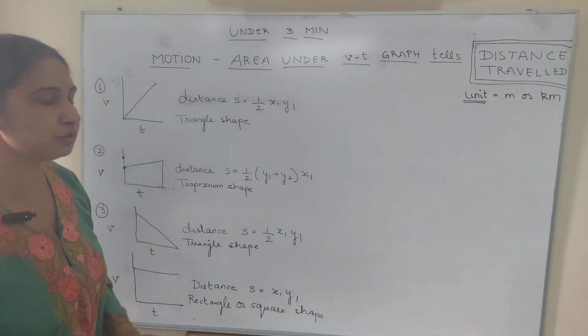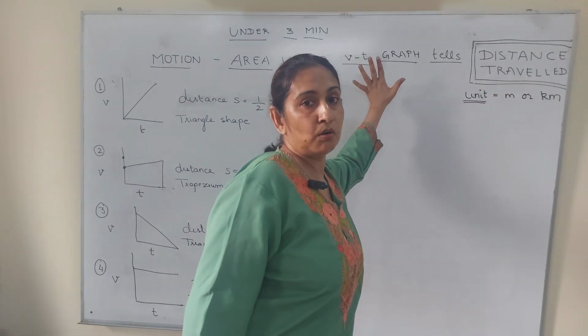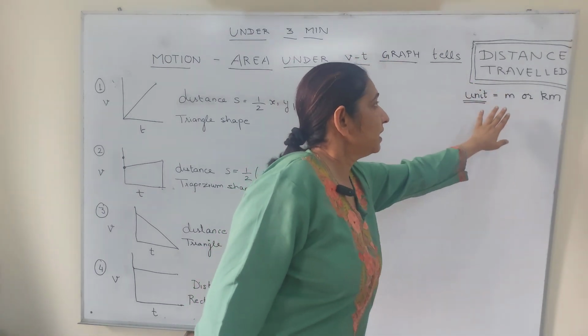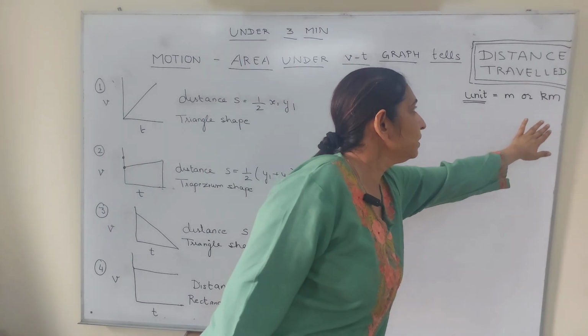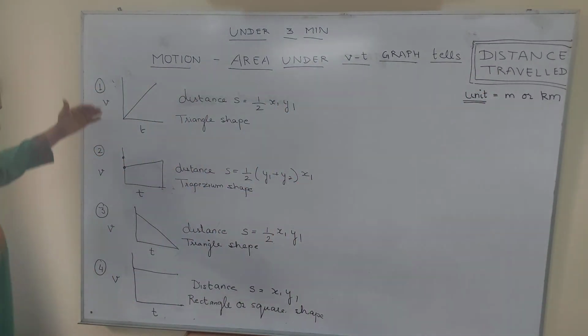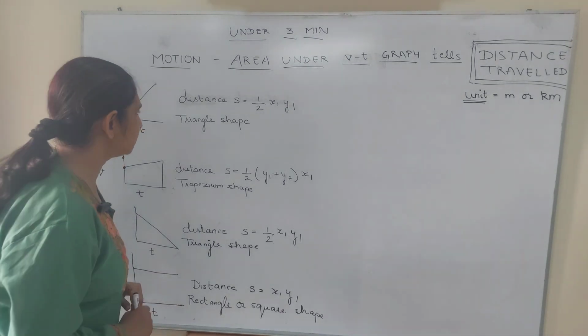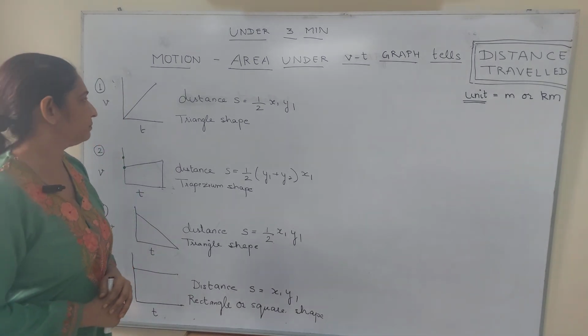First of all, note that whatever answer you'll get, it will not be in meter square or kilometer square. It will be in either meters or kilometers, because you're finding the distance traveled. Now you can have these four shapes. These are the most common shapes that are asked during the exams.